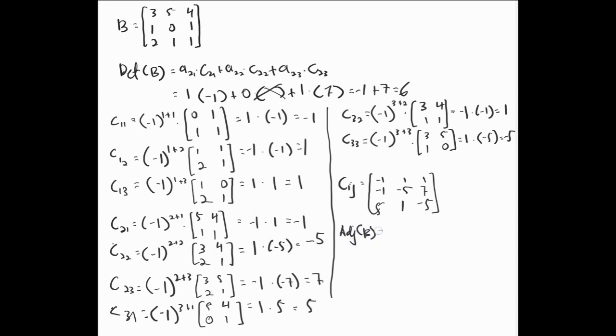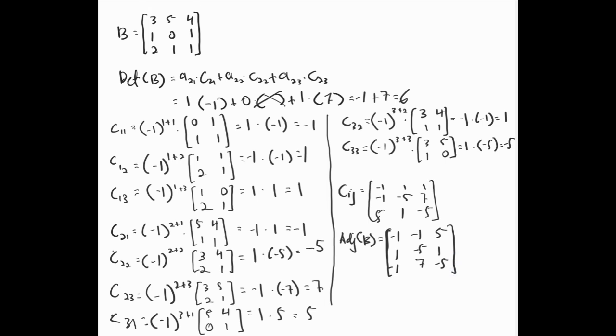The adjoint for B. So -1, -1, 5. Remember, row becomes column, column becomes row. 1, -5, 1, 1, -1, 1. And then we have 1, 7, -5. So this is the adjoint.